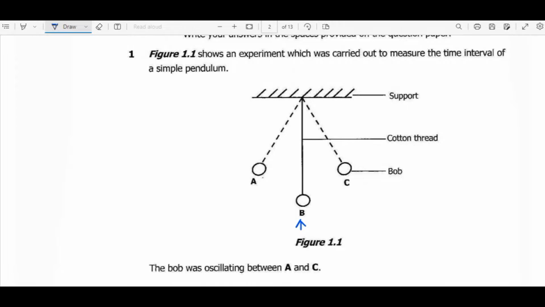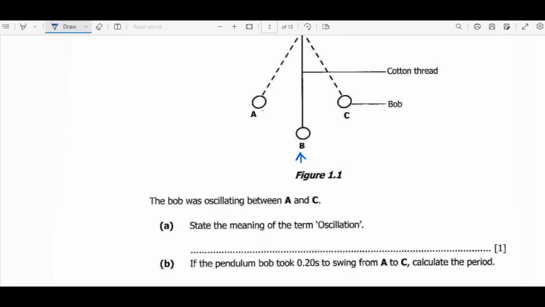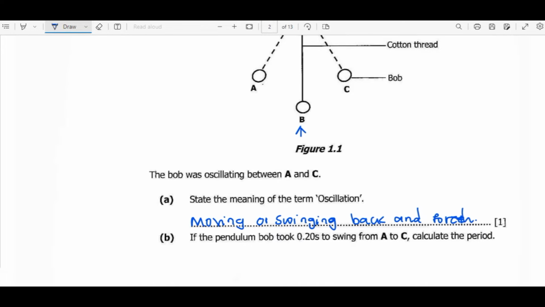Then the bulb was put to point A and allowed to move freely. If it is allowed to go freely, it is going to oscillate. It is going to move back and forth. So the question is, the bulb was oscillating between A and C. State the meaning of the term oscillation. So we'll say moving or swinging back and forth. Then we move on to question B.